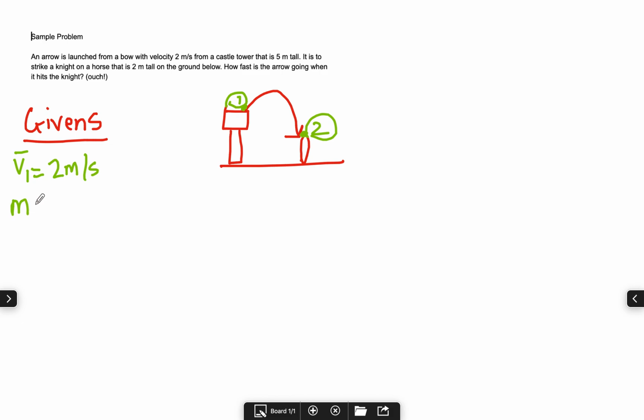Now you'll notice that we don't know what the mass of the arrow is. So if we don't know the mass of something, we're going to replace it with the letter m. And what else do we know? We know the height from the ground. When we're dealing with height, particularly with potential energy, we always have to be with respect to something. In this case, we're with respect to the ground. We could make it with respect to the knight's head if we wanted to, but we're going to make it with respect to the ground. So that height is 5 meters.